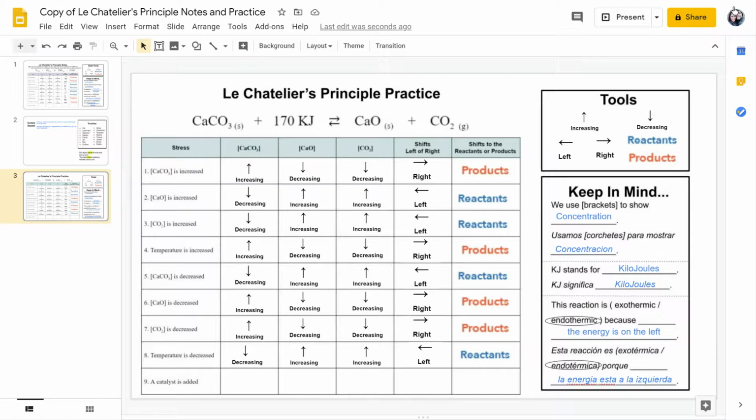So now that you're done with your chart, compare your answers to what I have here. And notice how number 9, a catalyst is added, we left blank. Why did we leave that catalyst blank? Well, it's because a catalyst makes the reaction happen faster, but it does nothing to shift equilibrium. Okay, it does not stress the reaction out.